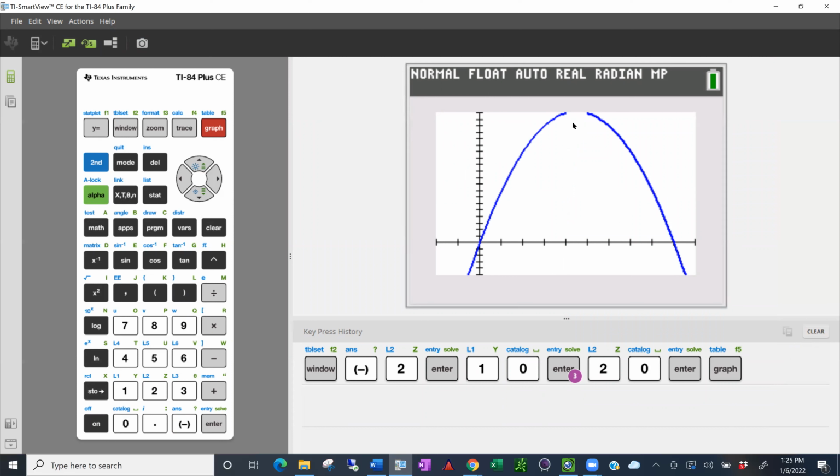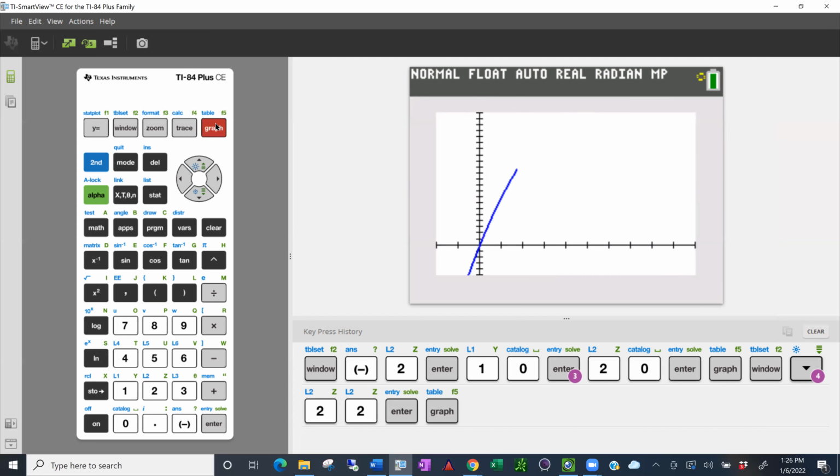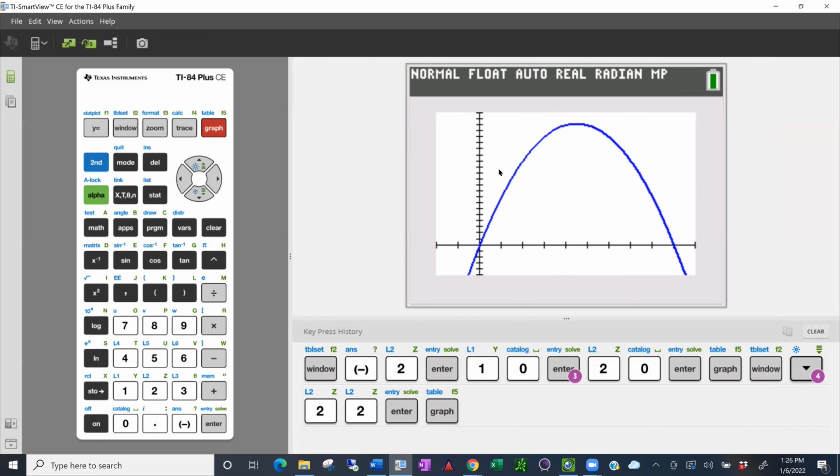We missed a little bit at the top. So maybe I should make that window maybe 22. Let's see what that does. And that looks perfect. So we're using all or most of the space of our graphing calculator that it provides. And that's a pretty good graph.